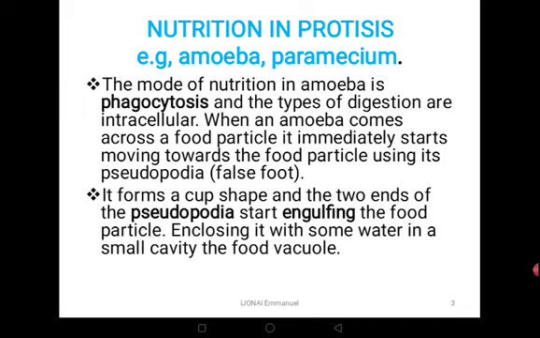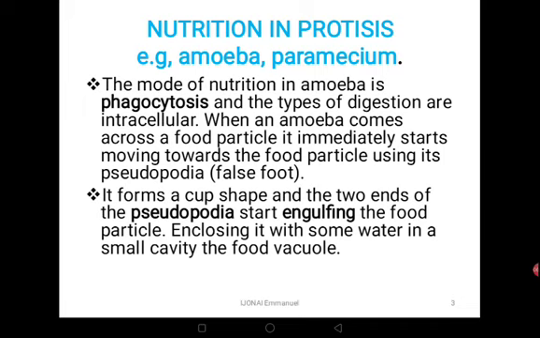So what happens exactly is that when the amoeba comes across a food particle, remember amoeba always lives in moist, waterlogged areas. Usually its food is within the water there. So when it comes across the food particle, it immediately starts moving towards it. Of course, you remember one of the reasons why organisms locomote is to search for food. So when amoeba gets the food particle, it will move towards it.